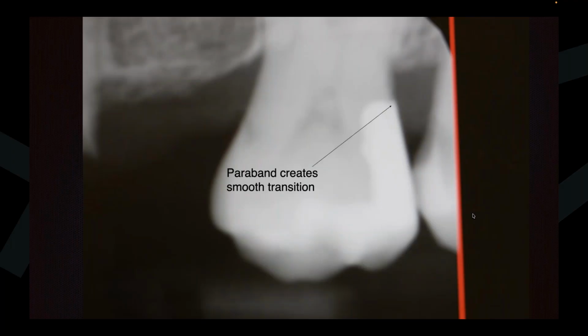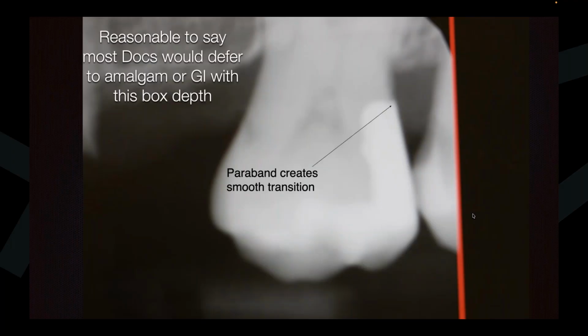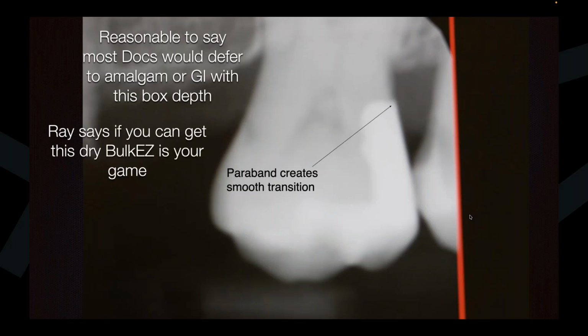But as you'll see from Jack Farrakane's work, it's agnostic. This material is agnostic to the depth. It doesn't care. It's gonna set. So it's reasonable to say that most of us geezer docs would want to put some GI in there or amalgam. Not when we have this material.